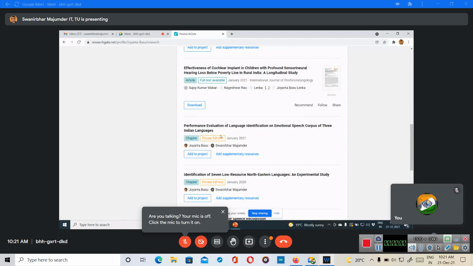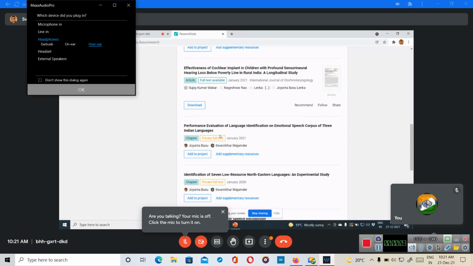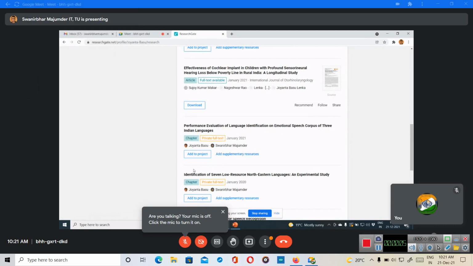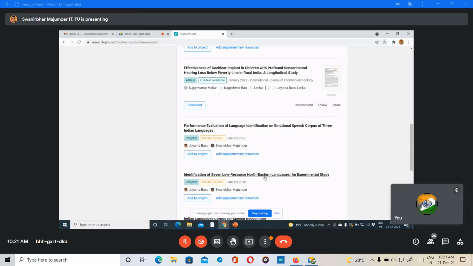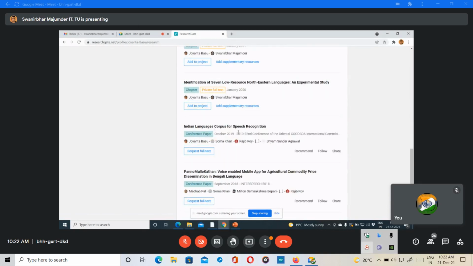Indian languages. Here we have used Santali and other things. Then for Nagaland also, here it is active, seven low resource languages. These seven low resource languages are mainly from Nagaland and Arunachal that we have used, and this is a speech corpus.